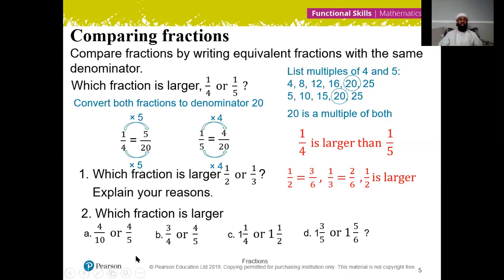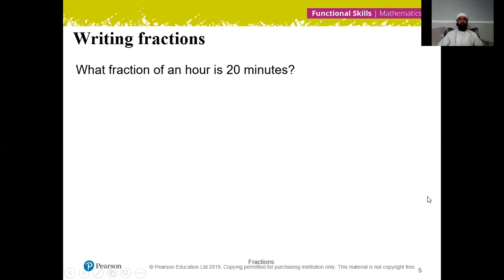So 2a, the answer should be 4/5. 2b, the answer should be also 4/5. 2c, the answer should be 1.5, and 2d, the answer should be 1 5/6. Okay, so that's the answer there. Okay, now moving on to the next bit, writing fractions.